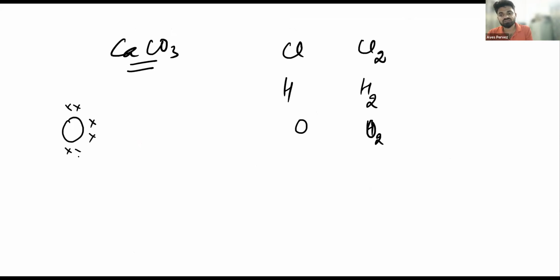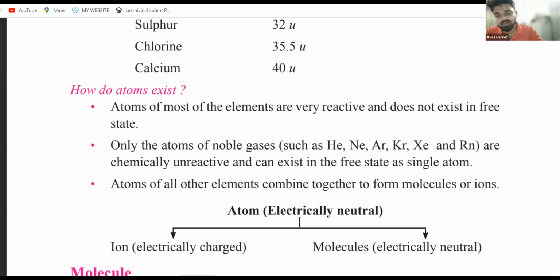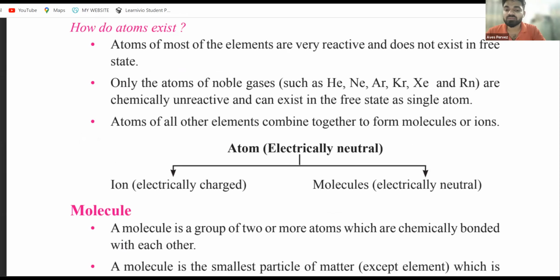Oxygen has 6 electrons in its outermost shell. The atomic number of oxygen is 8, and the electronic configuration is 2, 6. In order to complete its octet, oxygen is bonded with another oxygen atom, so they are generally found in stable forms. Now, an atom is electrically neutral. Why? Because the number of electrons and the number of protons are equal in an atom, and the charges of an electron and a proton are the same. You understood?